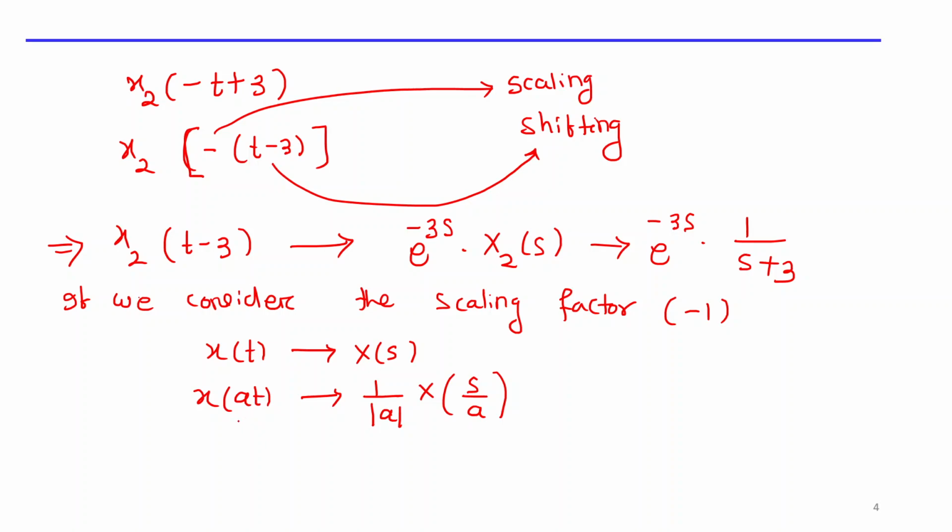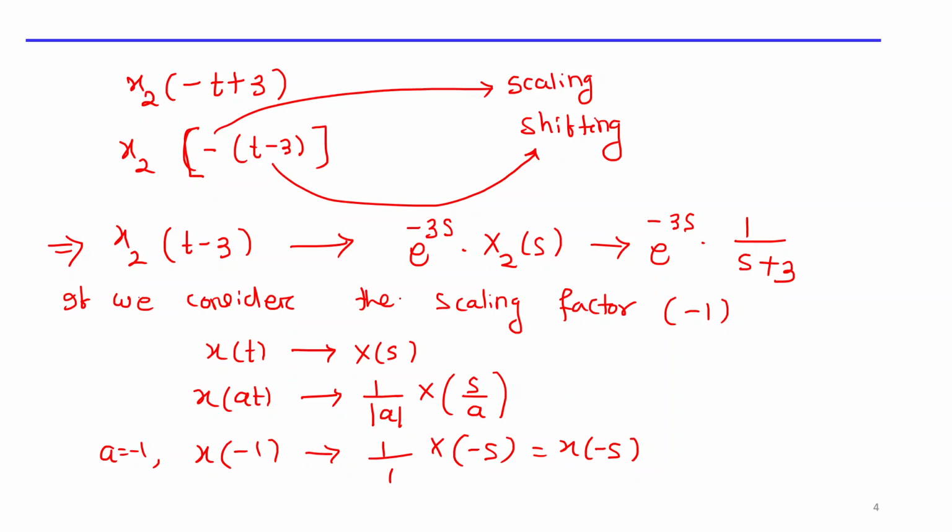Now here a is nothing but minus 1. Put a equal to minus 1. So if you put a equal to minus 1, the signal will be x of minus t. That will be 1 by mod a, which is 1, and X of s by minus 1 is minus s. So it means simply X of minus s.